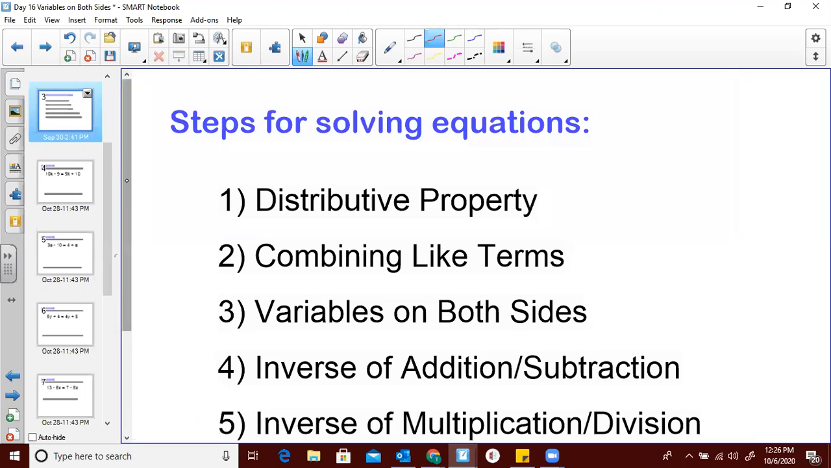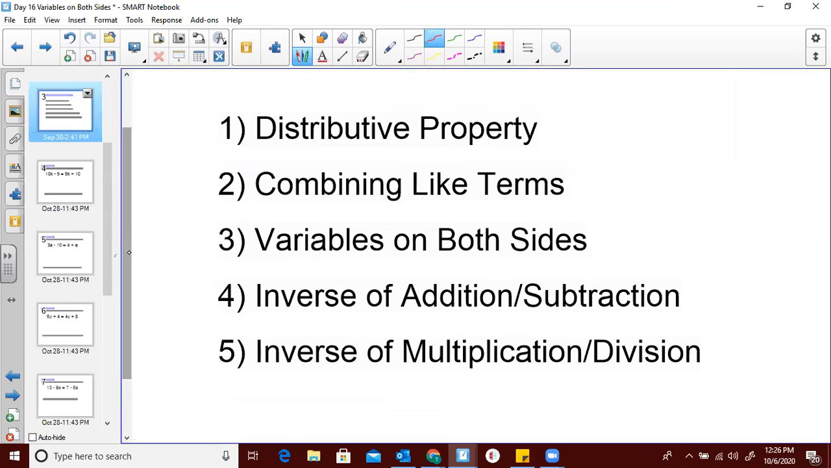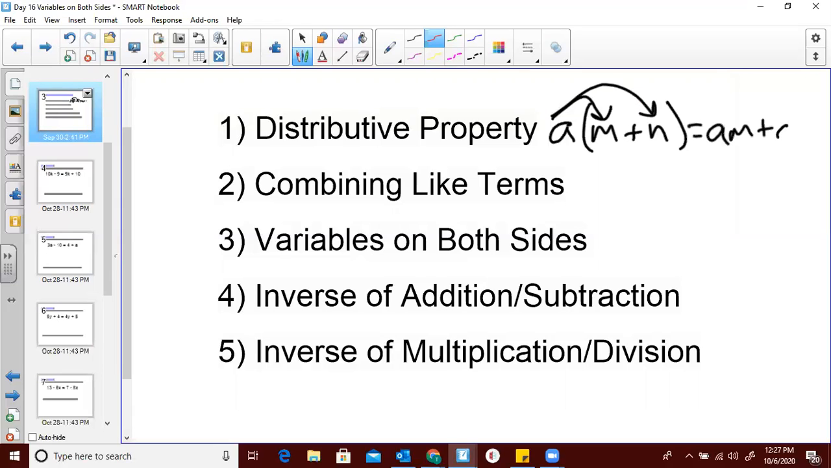So here's a couple of steps you want to remember. Remember the distributive property. It looks something like this. I have A(M plus N), and I distribute this A to the inside. When I do that, I'm multiplying it to both values on the inside. So this would become A times M plus A times N.